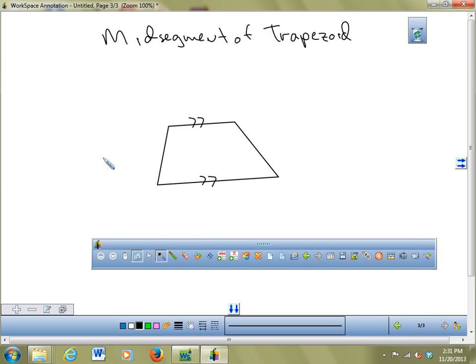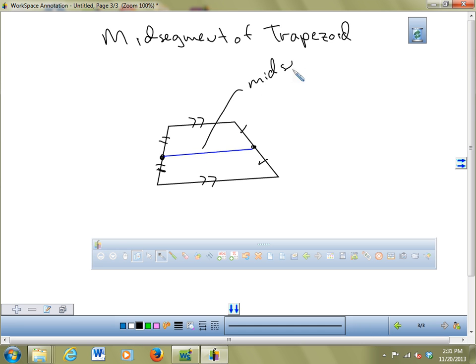Okay, and I connect the midpoints of these two non-parallel sides. If this is congruent to that, and this is congruent to this, the segment here is called a mid-segment. And it turns out that if this is side A, and this is side B, and this is side C, guess what's true?